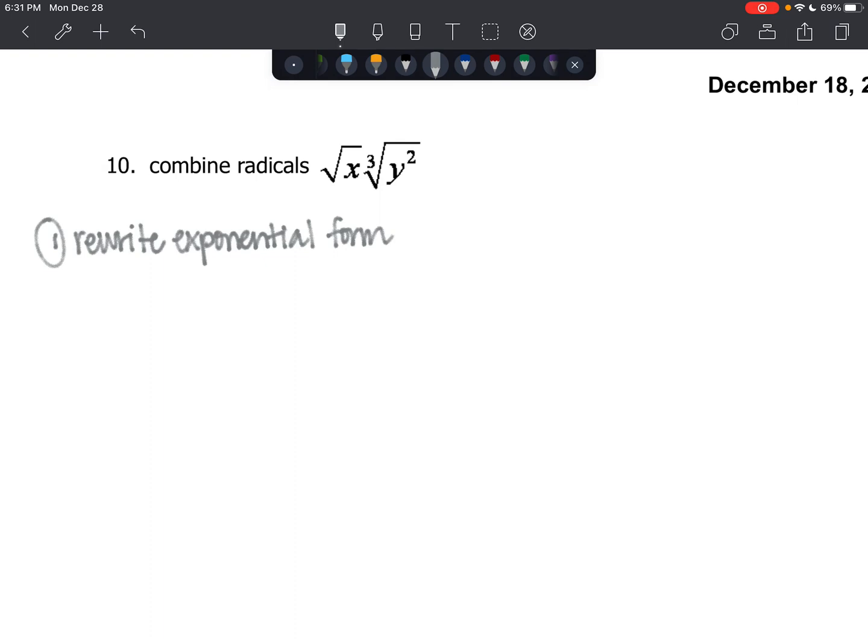Okay, so we've got x to the 1/2. How did we get that? That's raised to the 1st power, and the 2 is there in the index, so that's x to the 1/2. Remember, 1/2 power is your square root, times y raised to the 2/3 power.